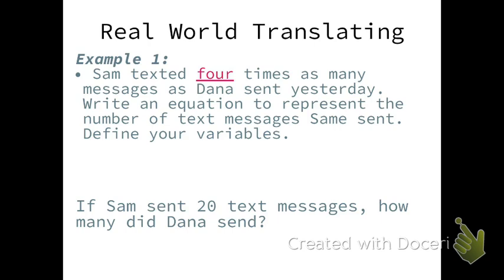In this video, we're going to start with some word problems where we will be writing our own expressions and equations and then using those to solve the problems. So let's start with this one. Here we have Sam, who texted 4 times as many messages as Dana sent yesterday. We want to write an equation to represent the number of texts that Sam sent. Don't forget, whenever you do this, you also need to define your variables. And then after we come up with our equation, we're going to use that equation to figure out how many messages Dana sent, knowing that Sam sent 20.